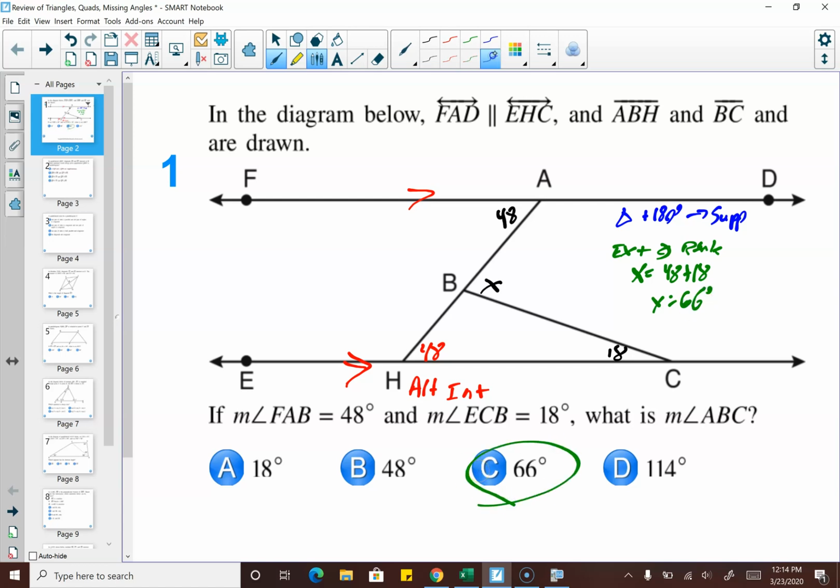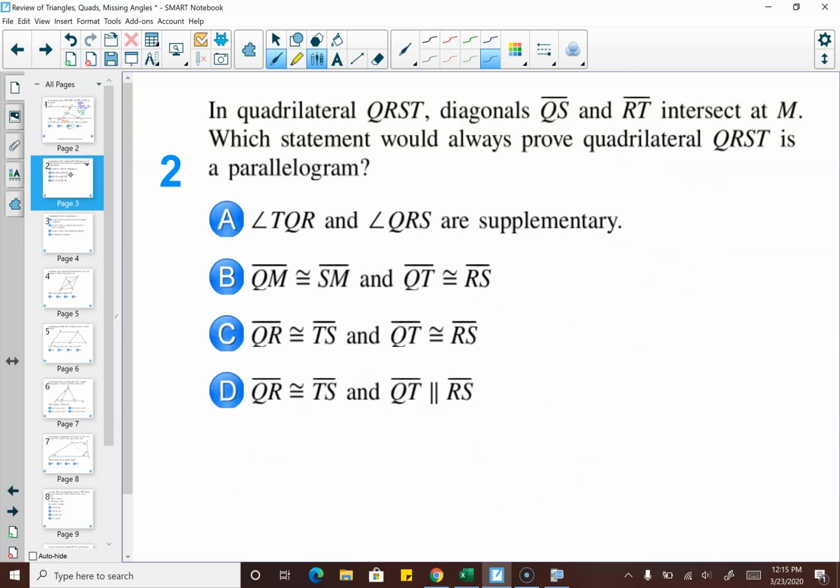Again, if you were going to do the supplementary piece like we had up here, you would do 48 plus 18 is 66. 180 minus 66 would give you 114. So that would go here. And then you would basically be in the 180 minus 114 game because it's supplementary, which would then give you back to your 66 degrees. So either way is fine. It's kind of up to you which way you want to go about it.